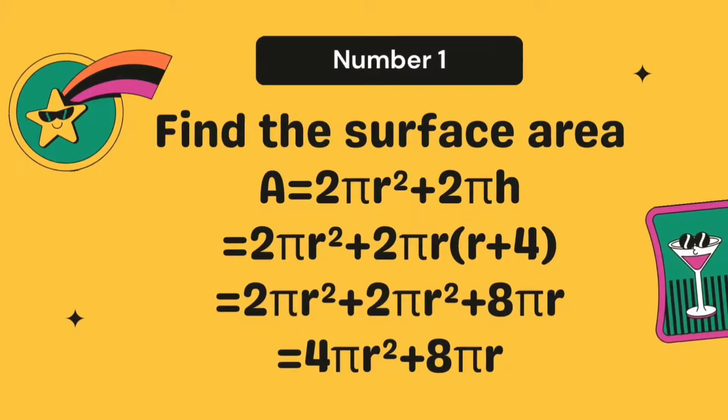So the first one, we are going to find the surface area. We are going to use the formula of surface area, which is A equals 2 pi r squared plus 2 pi r h, and then we are going to put in the h term, which is r plus 4, and expand the answer to make it easier. The final answer that we get is 4 pi r squared plus 8 pi r.